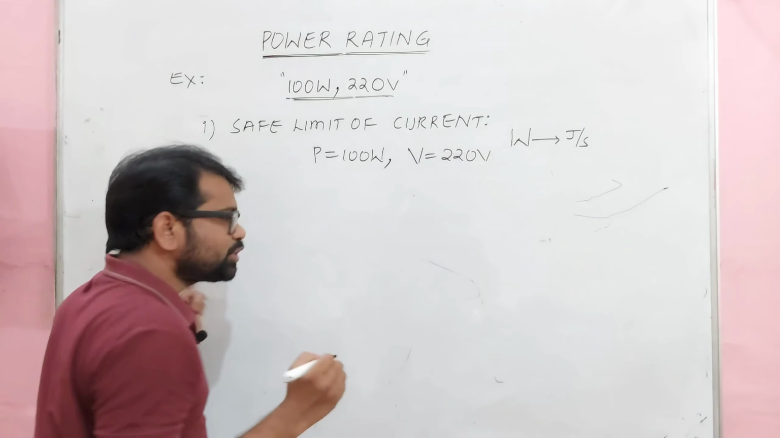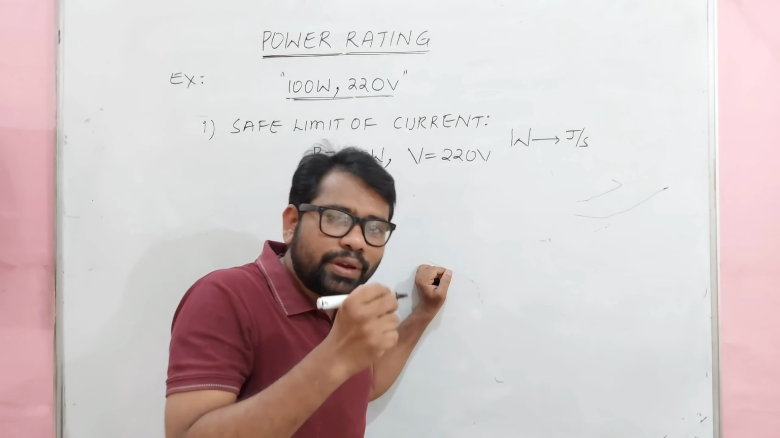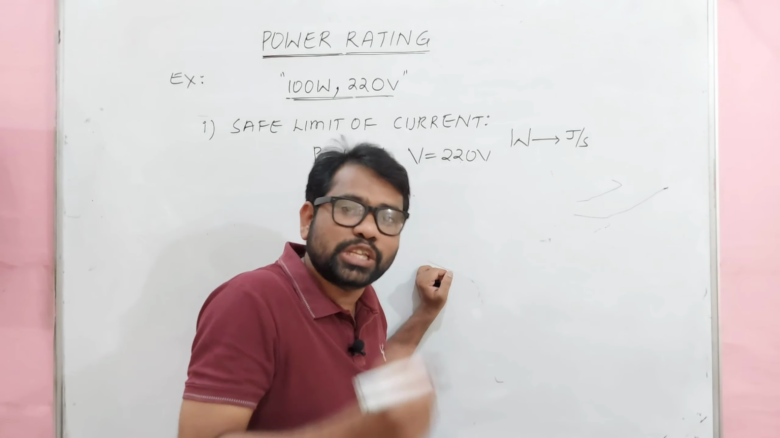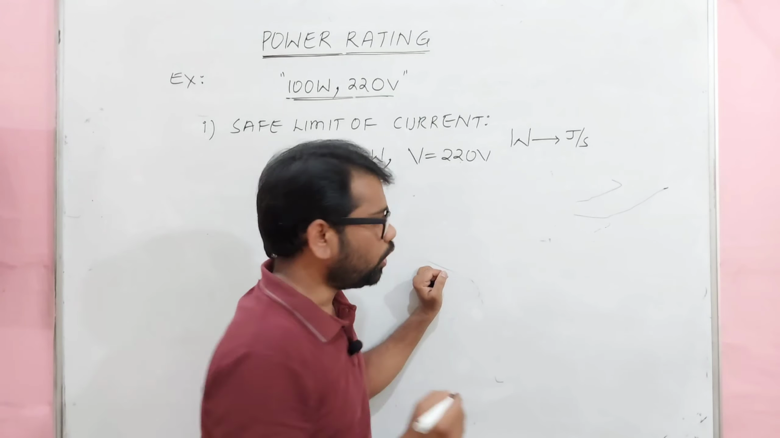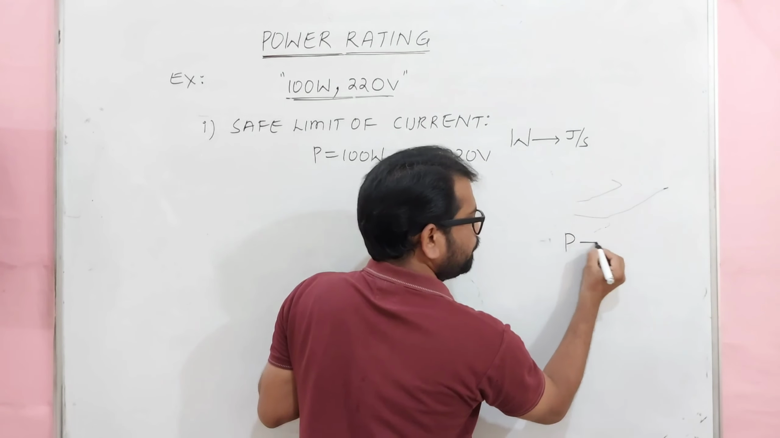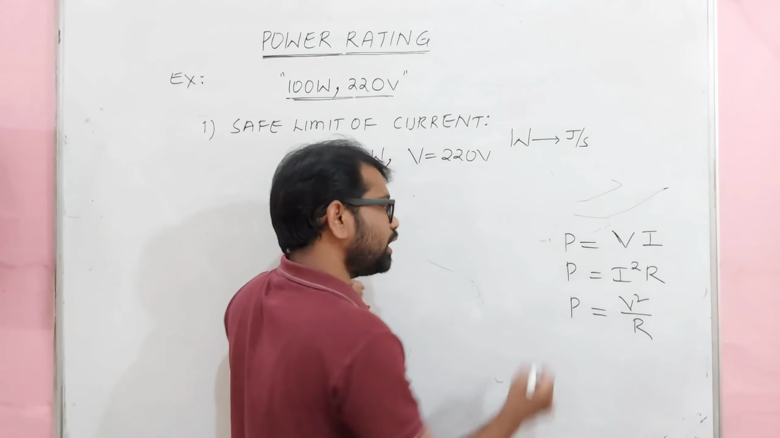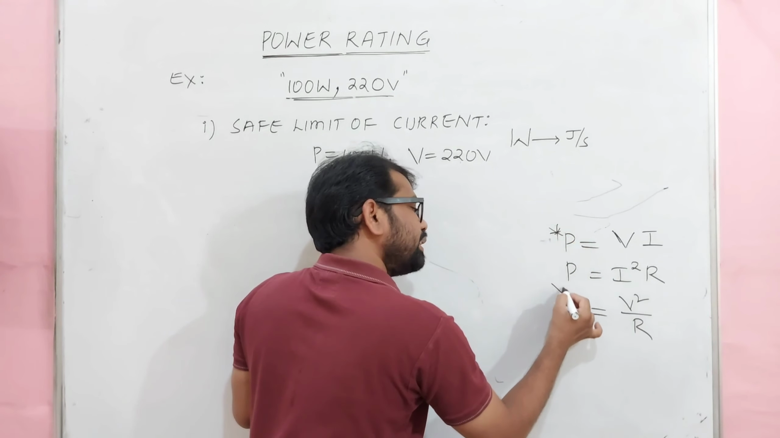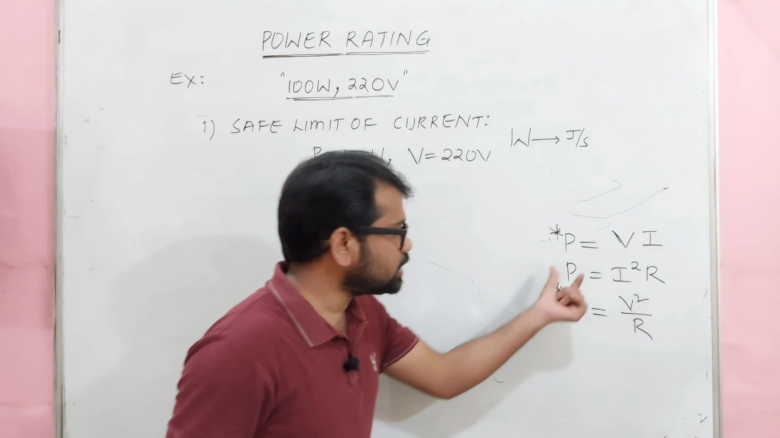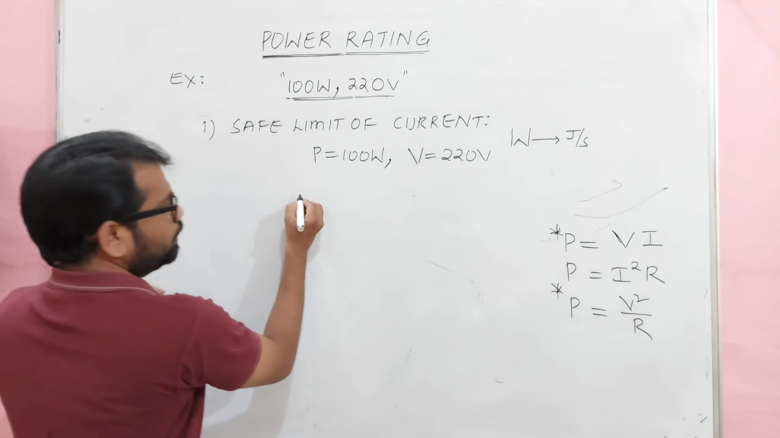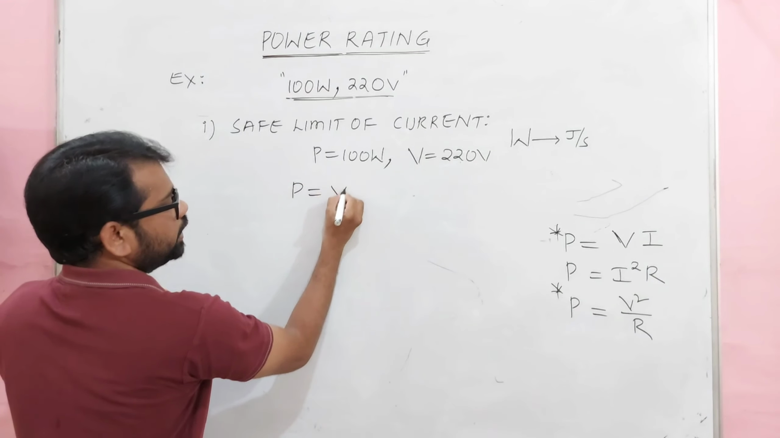Children, in a previous video we discussed various expressions for power. Let us recall once. So we have P is equal to VI. Now these two expressions are very important. Now let us take P is equal to VI. So here P is equal to VI.